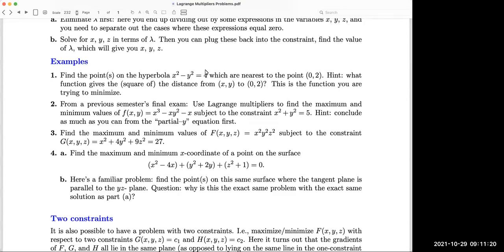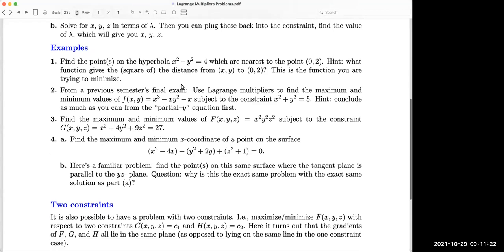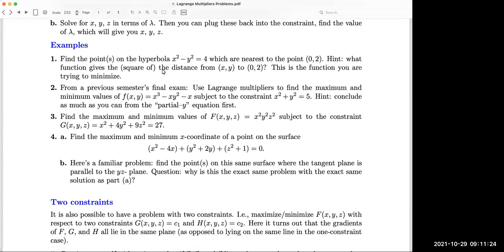Okay, so right, so we did problem one. I think everyone did problem one last time, and now I just kind of want to.